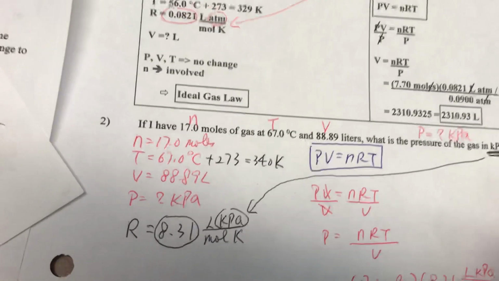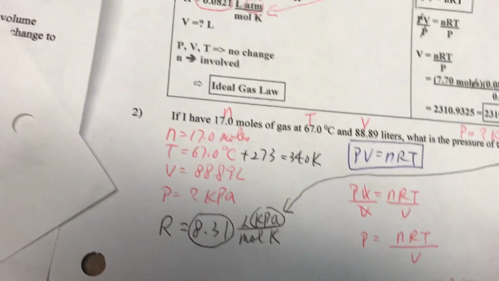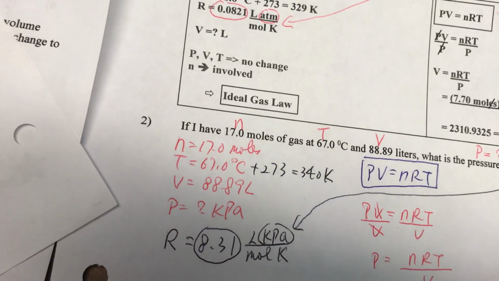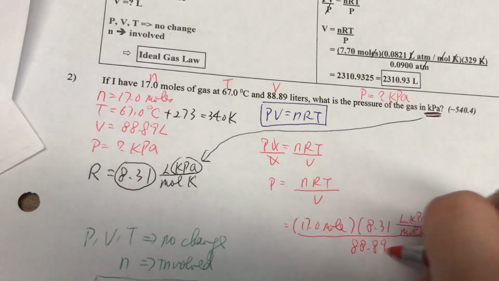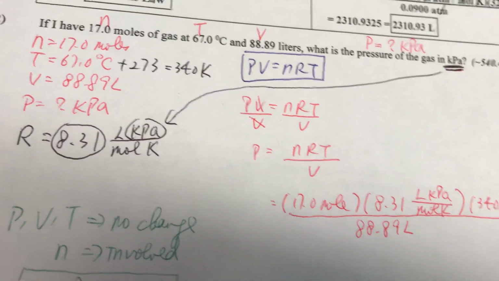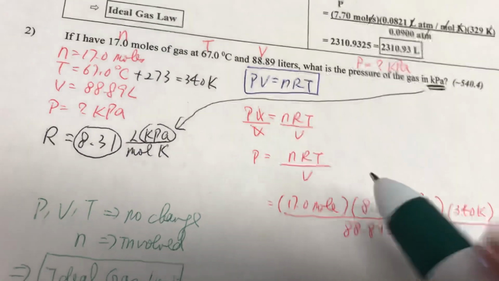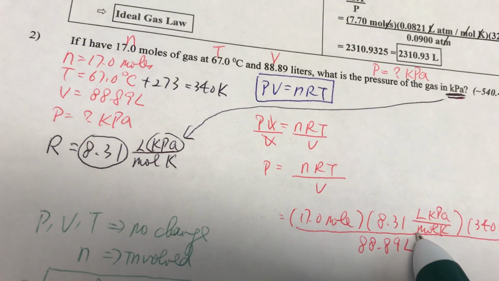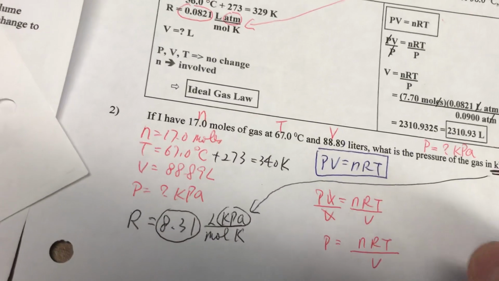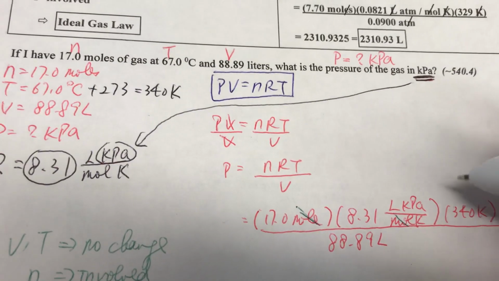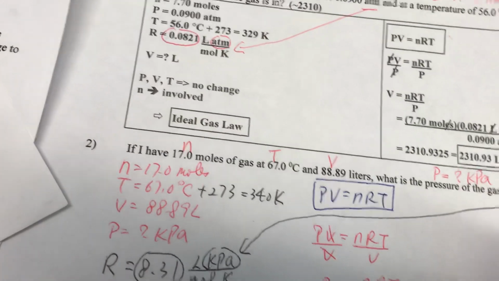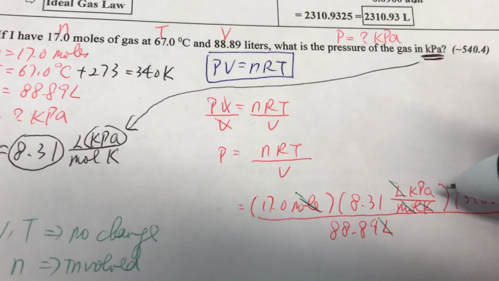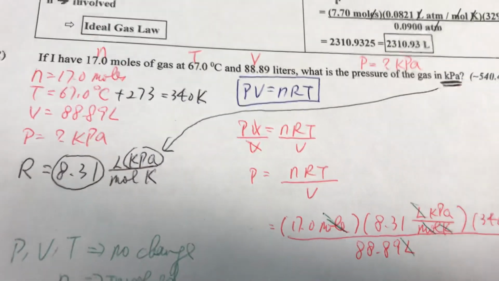Right? Then now I can put my 340 K here over my V, which is 88.89 liter. Right, now check the unit carefully. Mole on the top, mole on the bottom, cancel. K on the bottom, K on the bottom, cancel. L on the top, L on the bottom, cancel. And I do have kPa left over, which is exactly what I'm looking for.